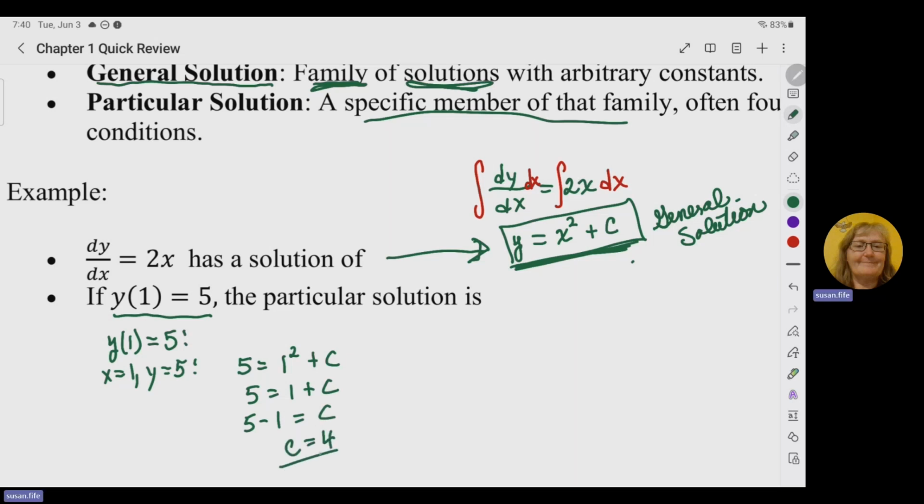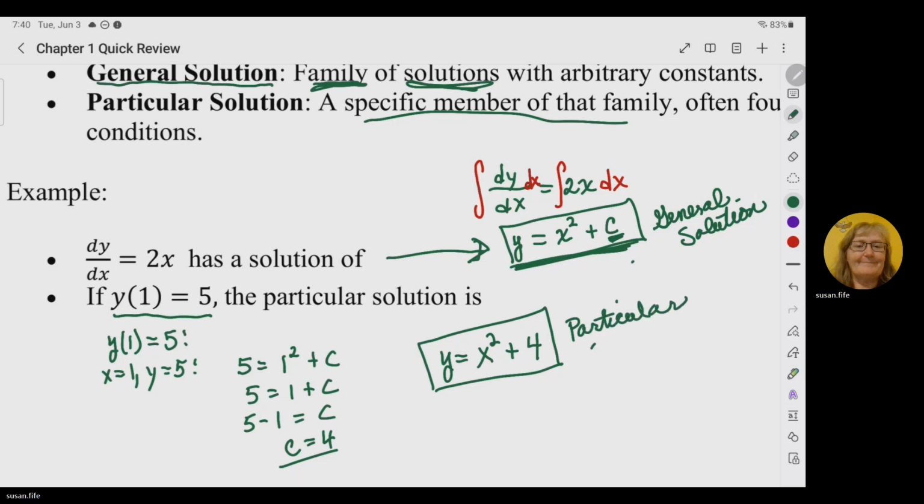So we know the value of c is 4 at the point (1, 5), and that gives us the solution y equals x squared plus 4. C is 4. This is our particular solution. A particular solution is going to be one of the solutions in our family of solutions that we get from the general solution.